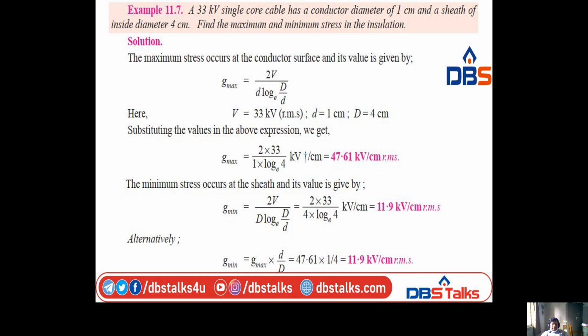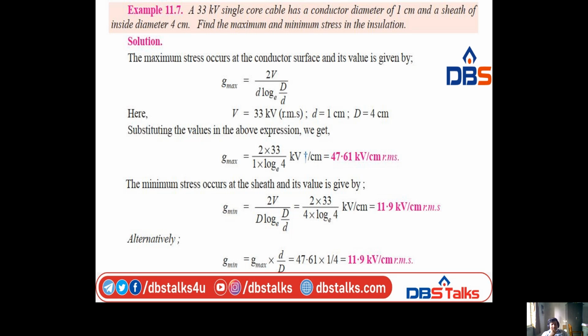Therefore, G maximum is equal to 2 into 33 by 1 into log 4, that is 47.61 kV per centimeter RMS value. Then minimum stress occurs in the lead sheath. Therefore, G minimum is equal to 2V by capital D log capital D by small d, that is equal to 2 into 33 by 4 into log 4 base E, 11.9 kV per centimeter RMS.